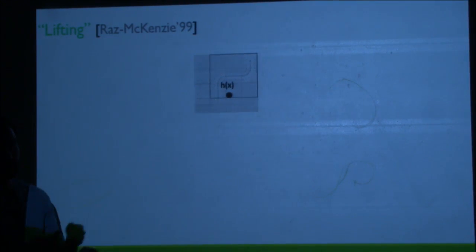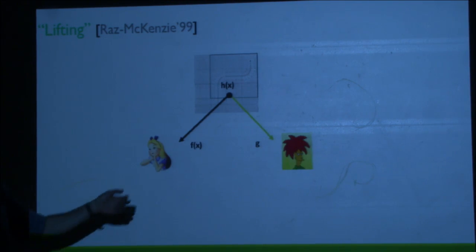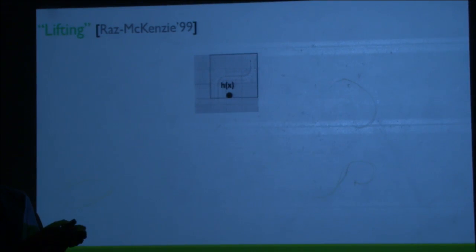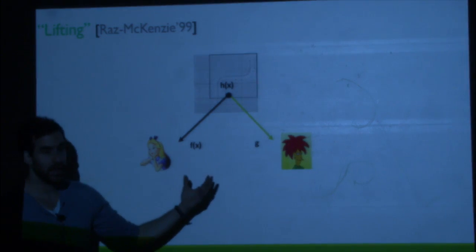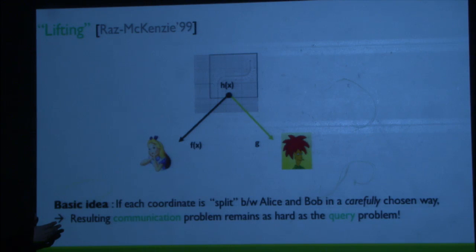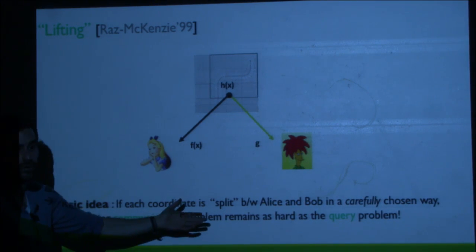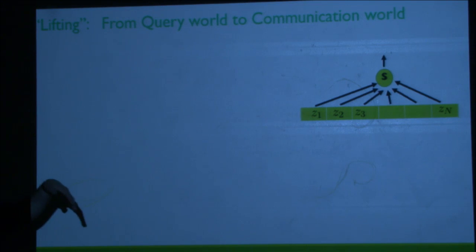The idea of splitting is taking the input to the query problem, which is just a bit string of n bits, and splitting each coordinate of the input between Alice and Bob in some carefully chosen way. If the way of splitting the inputs is careful enough, hard enough, then the hope is that the communication complexity of the resulting distributed problem remains as hard as the query problem. So I'll go over this very quickly.